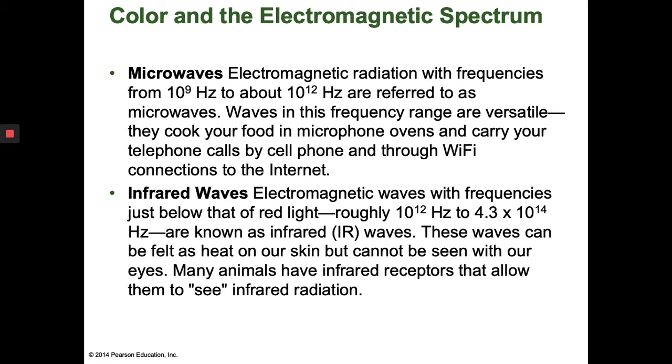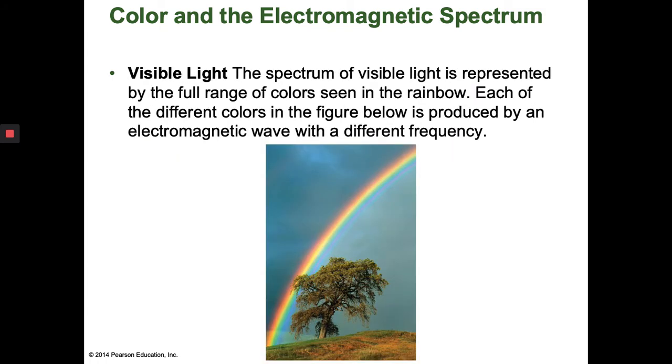use. Your remote control on your TV uses infrared radiation to send a signal to change the channel or the volume on your TV. Then we have our visible light, the color spectrum. Roy G. Biv, the colors of the rainbow. All right. This is the only part of the spectrum that our bodies are able to interpret.